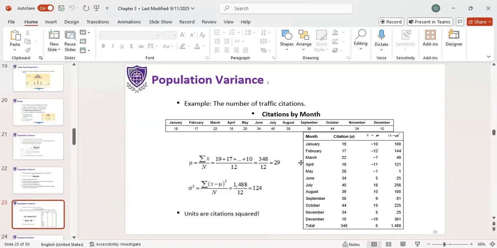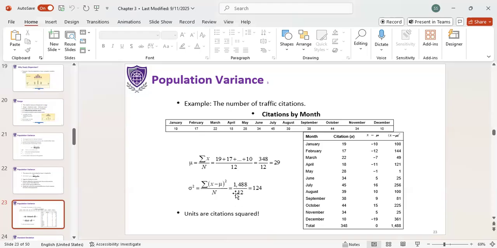The second one, 17, the difference of 17 and 29 is minus 12, and all the way to the last one, which is December, the difference between 10 and 29, negative 19. And then square all of them. So the square of negative 12 is 144, all the way to the last one, which is 361. And then add all of this together, the squares of the differences, and then divide by 12, which is the n.